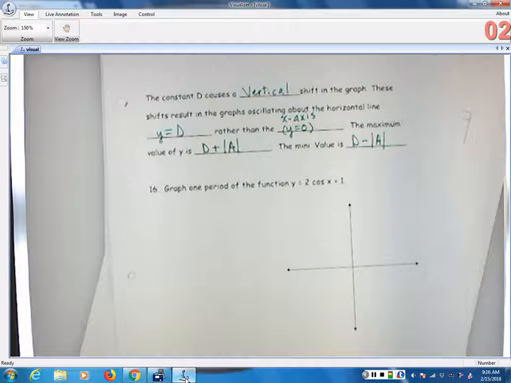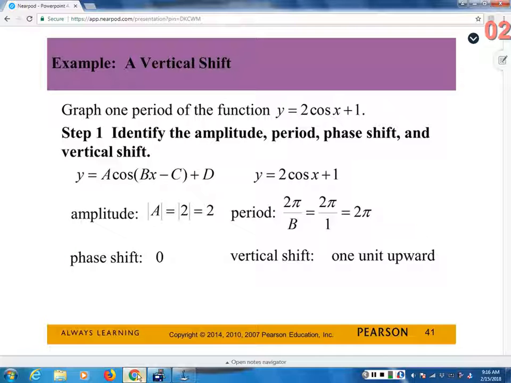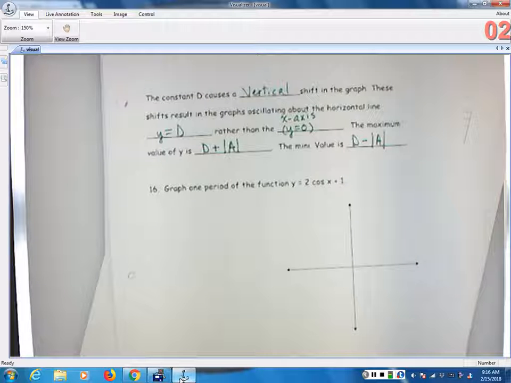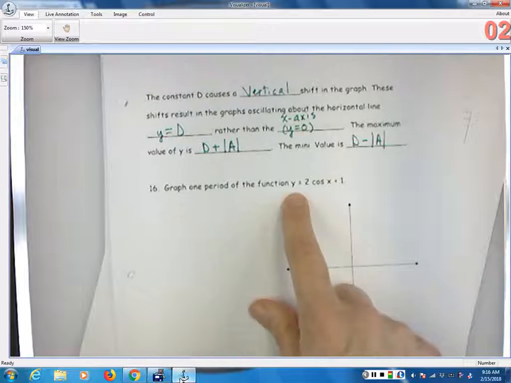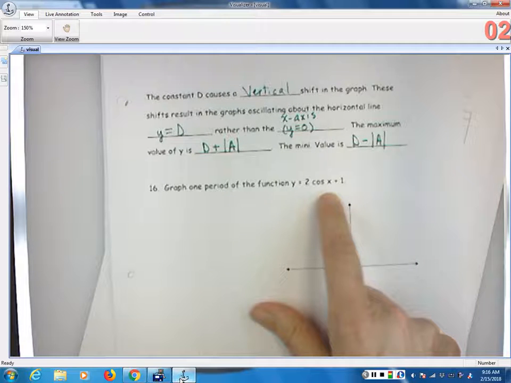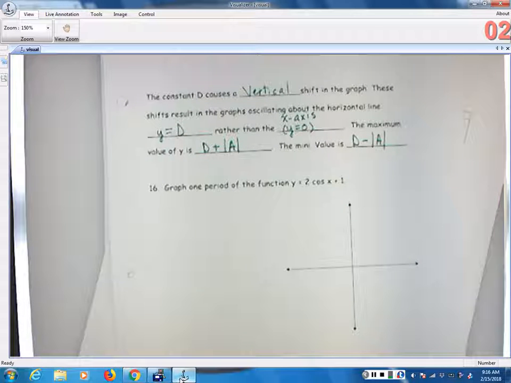So we're going to do an example. That's the slide you're all seeing. We're going to do this example, and I'll be switching back to bring it up. We're going to graph one period of y equals 2 cosine x plus 1. Sorry. I told you, I'm sleeping. Sorry.